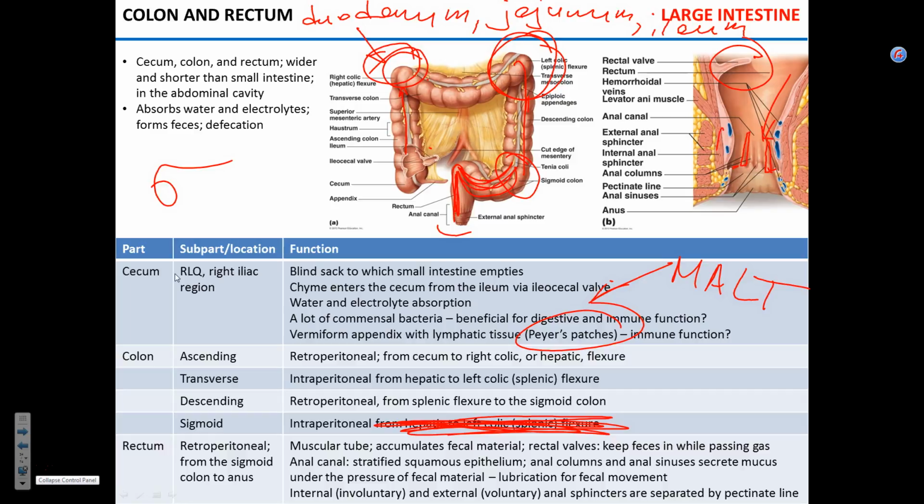The internal anal sphincter is involuntarily controlled by the parasympathetic nervous system. Okay? The external anal sphincter is voluntarily controlled. So pretty much during defecation, we'll talk about it, but when feces accumulate in the sigmoid colon and rectum, the stretch stimulates the relaxation of the internal anal sphincter.